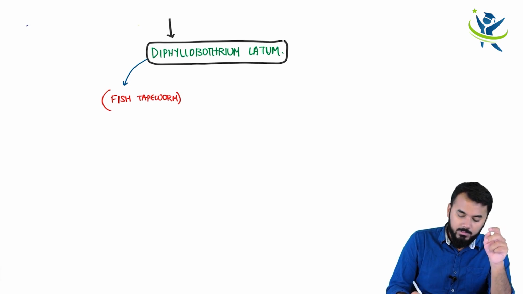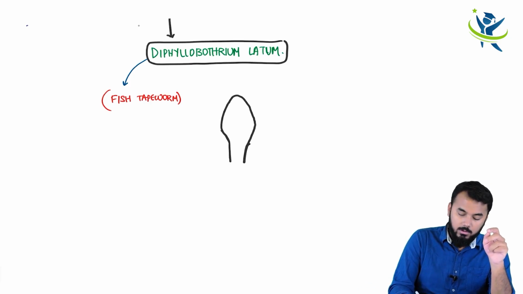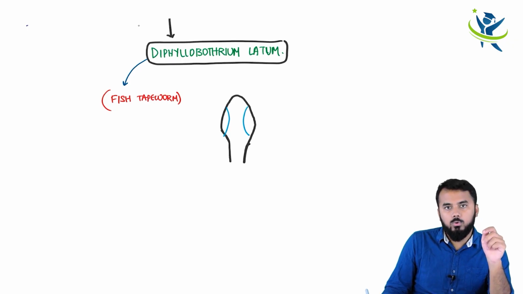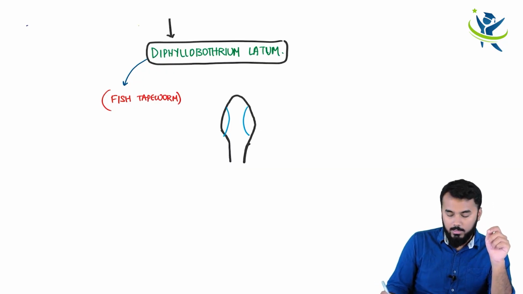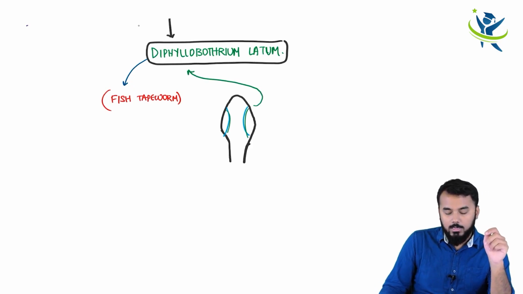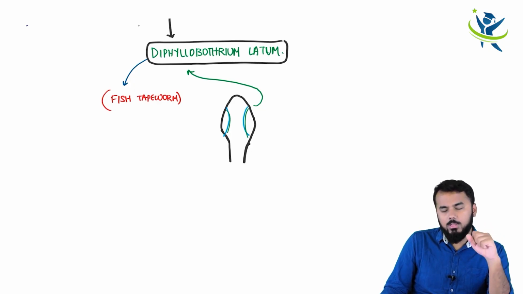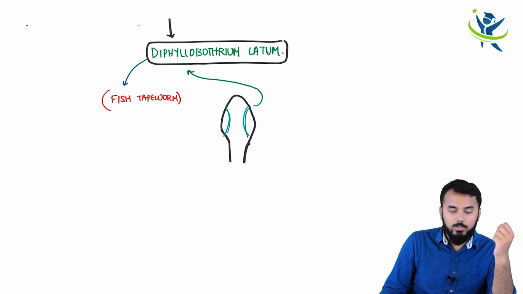For example, if this is the head region like this, this head region has got two grooves like this. These two grooves are called diphyllo. There are two. That is the reason why they are called Diphyllobothrium, right? And by the way, suckers are not present in this. There are just grooves anteriorly. So that is the reason why it is called Diphyllobothrium latum.